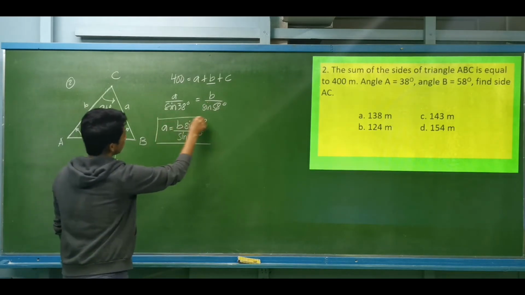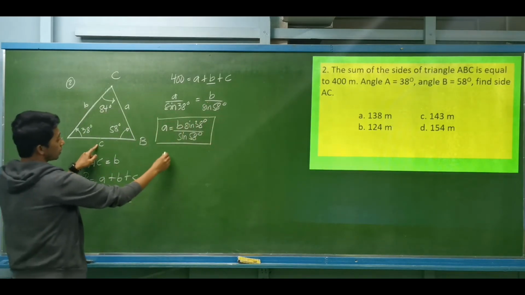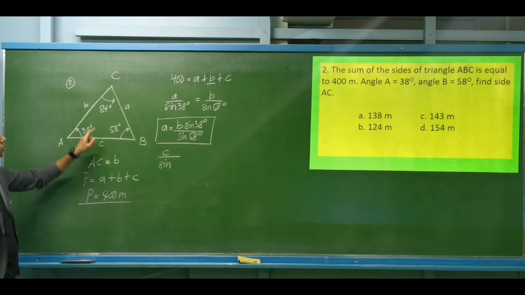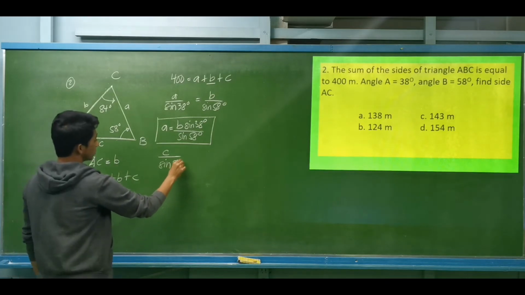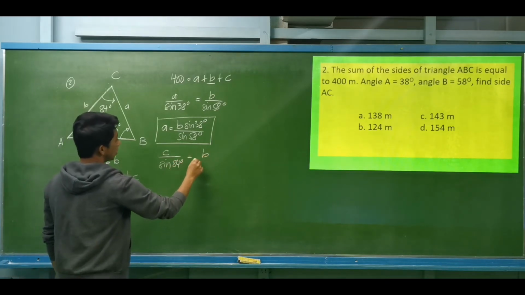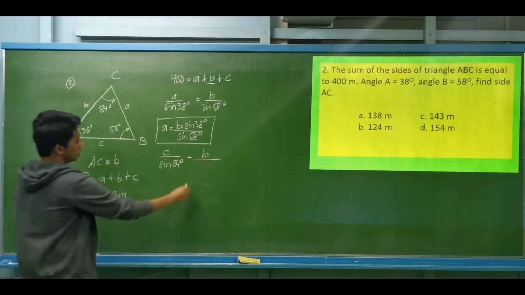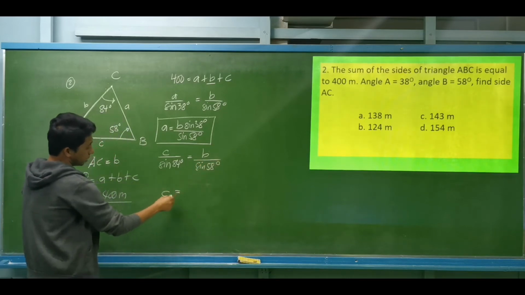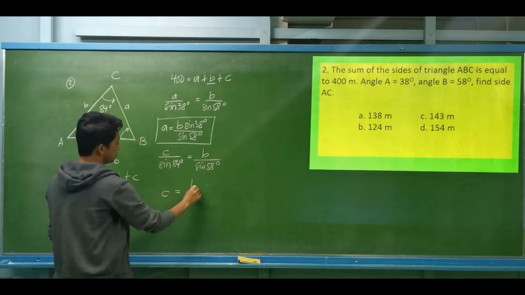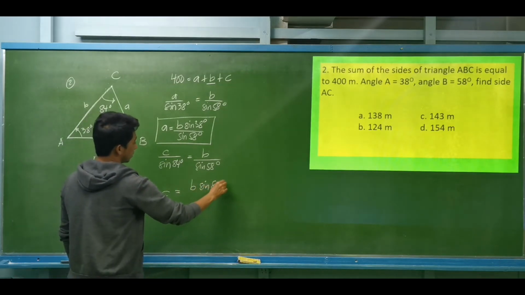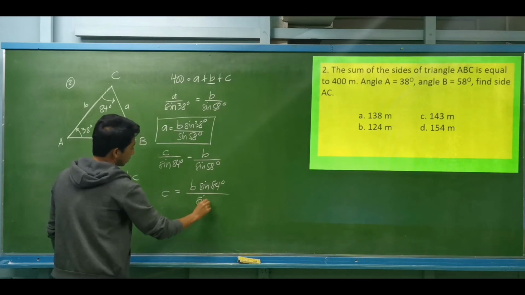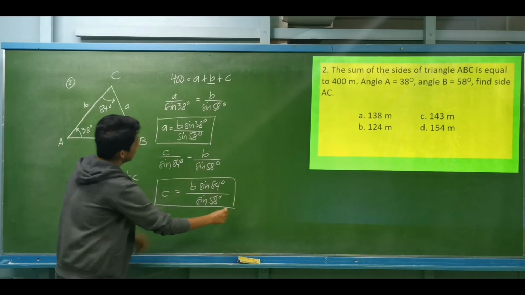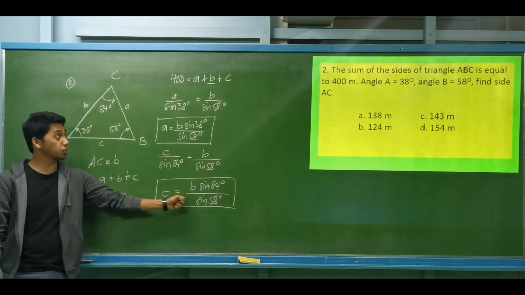So isunod natin si C. That is, we have side C divided by the sine. Ano equivalent o opposite ni side C? 84 degrees. Okay, this is equal to side B divided by, anong opposite ni side B? We have sine of 58 degrees. So we have the equivalent ng C equal yun sa side B, sine ng 84 degrees divided by sine of 58 degrees. Okay? So, meron tayong equivalent ni side A at saka ni side C in terms of B.